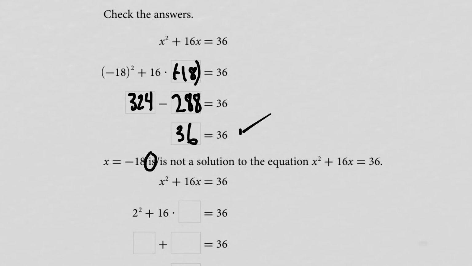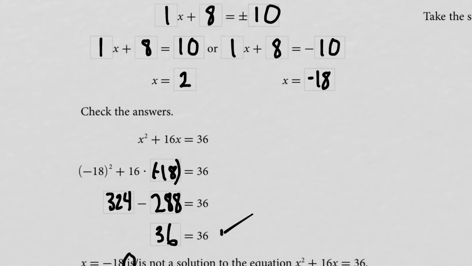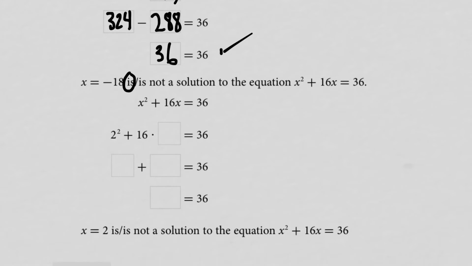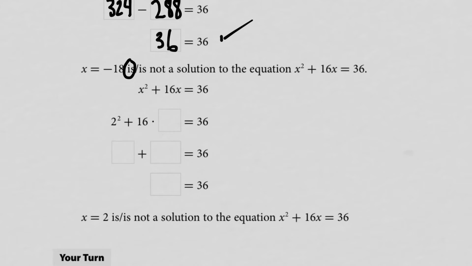Let's test out the other solution, which, as you recall, was 2. So we tested out negative 18. Now let's test out 2. Plug in 2, so 2 squared right here, plus 16 times 2 equals 36. 2 squared is 4. 16 times 2 is 32. 4 plus 32 is 36. I get a statement which is true. Therefore, x equals 2 is a solution to the equation.